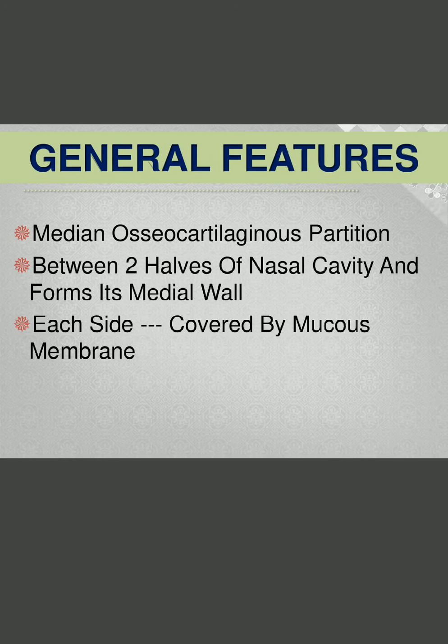So, the nasal septum is a median osseo-cartilaginous partition. Osseo means bone, cartilaginous is cartilage. So, it is formed partly by bones and partly by cartilage. Where is it located? In between the two halves of the nasal cavity, and this septum forms the medial wall of the nasal cavity halves. And on both sides it is covered by the mucous membrane.